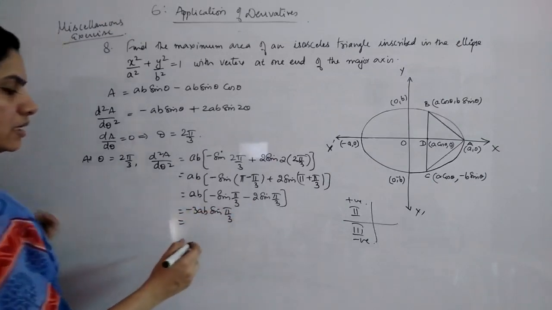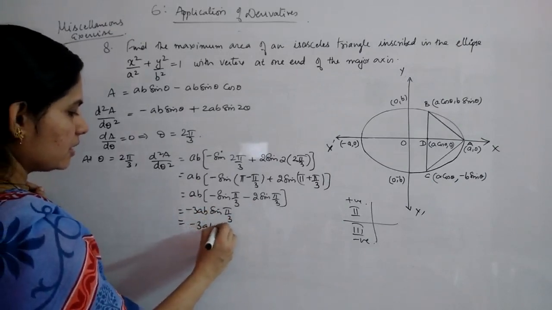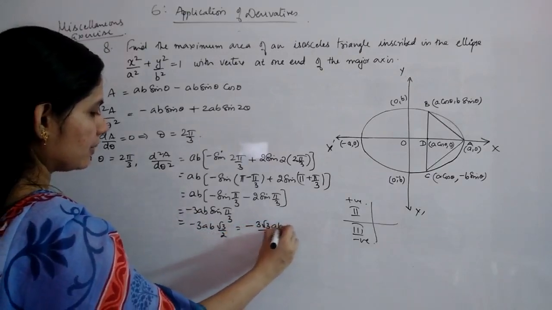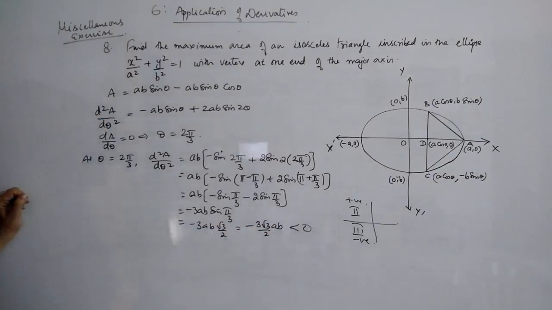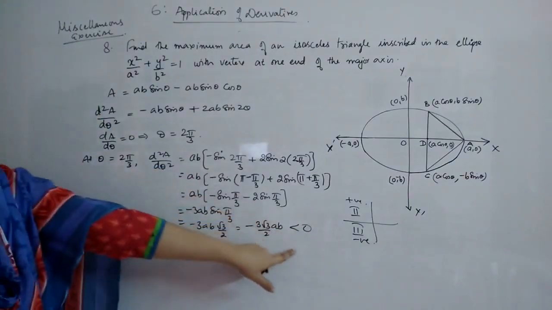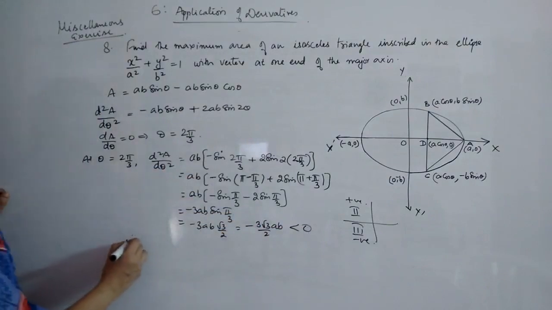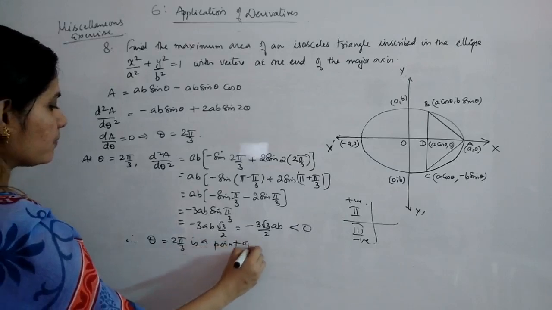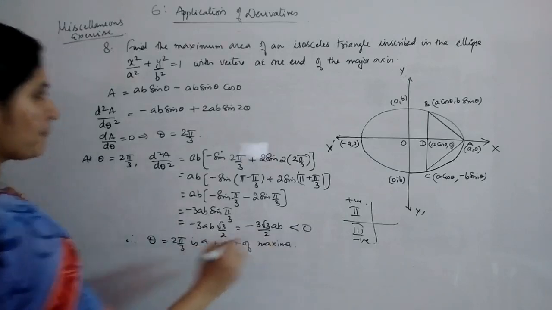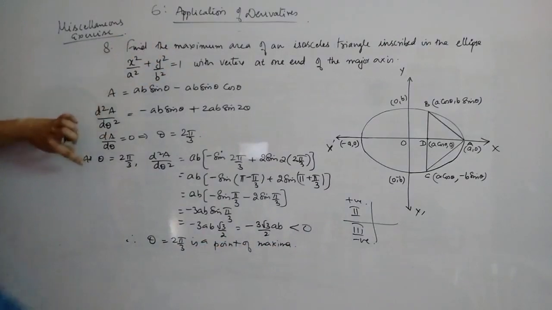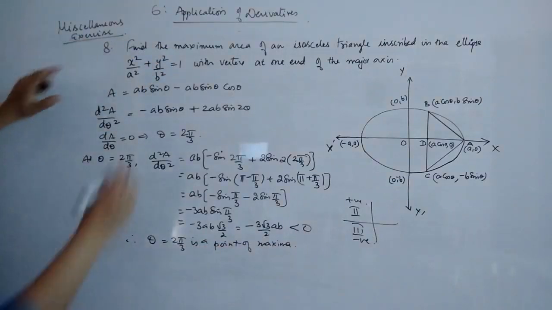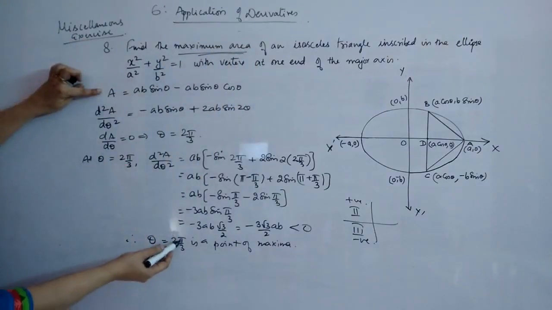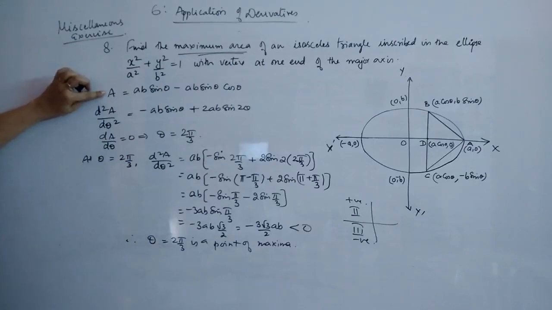Now what is sin pi by 3? Root 3 by 2. So minus 3 AB root 3 by 2, or minus 3 root 3 by 2 AB. It is a negative quantity, so the second derivative is negative, less than 0. Therefore, theta equal to 2 pi by 3 is a point of maxima. Okay. So this value will give you the area as maximum. But the question is, you have to find out what that maximum area is. So we have to replace the value theta equal to 2 pi by 3 in the area and find out the maximum area.